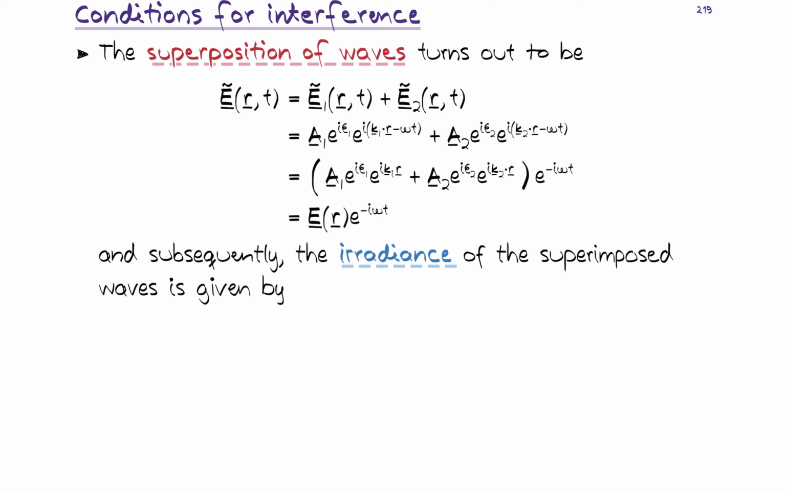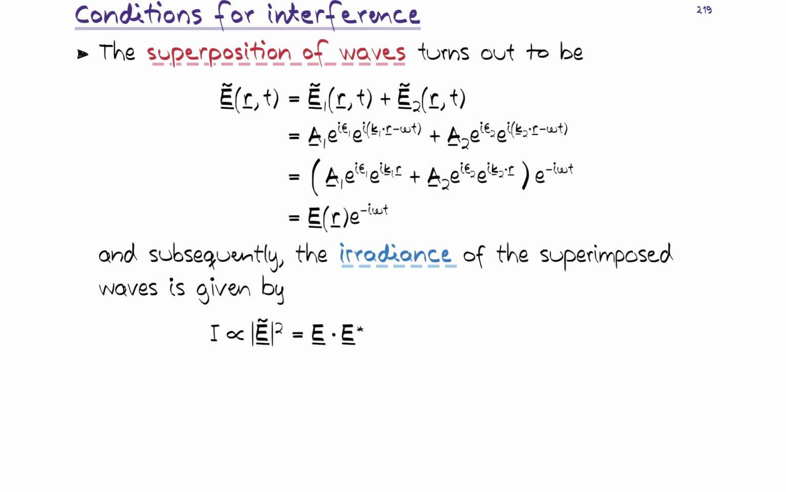And of course, we're interested in calculating the irradiance pattern, so what kind of interference patterns are being formed subsequently, because that's in fact what we would see with a detector or our eyes. So essentially, this is of interest here. And the irradiance, of course, is proportional to the modulus square of the total field.